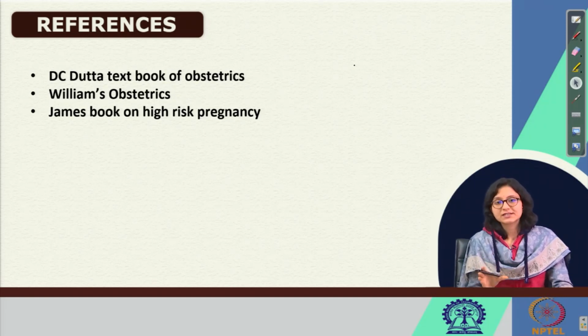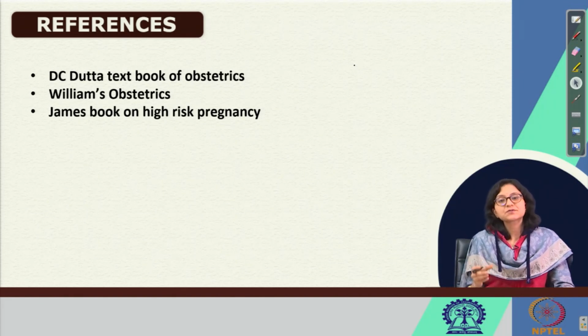We will also discuss the maternal pelvis, the different diameters of the maternal pelvis, the fetal skull, its diameter, its positions, and then we will move on to the different stages of labor and the steps of normal delivery. So the references were from DC Dutta's book of obstetrics, Williams obstetrics, and James's book on high risk pregnancy.